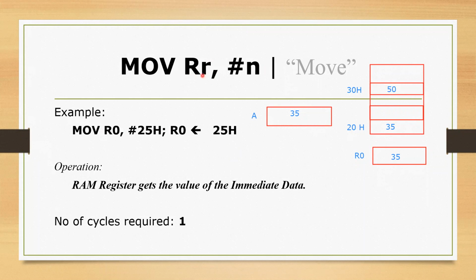Next is MOV Rn, #n. That is, an immediate value is loaded to the Rn register. For example, MOV R0, #25 means the register R0 will get the value 25. Here #25 means it's the immediate data. So the immediate data 25 is loaded to the R0 register. R0 is the destination and we are loading the immediate value 25 to it.